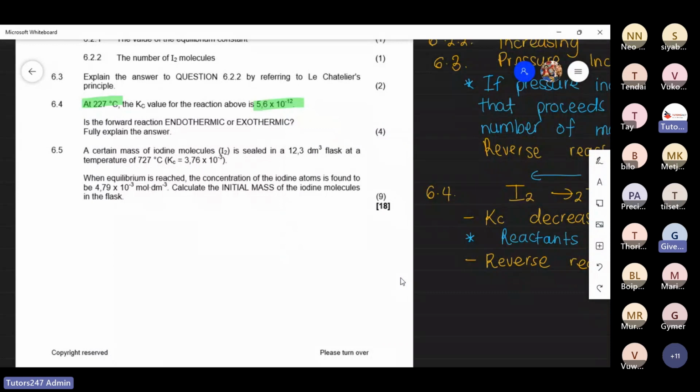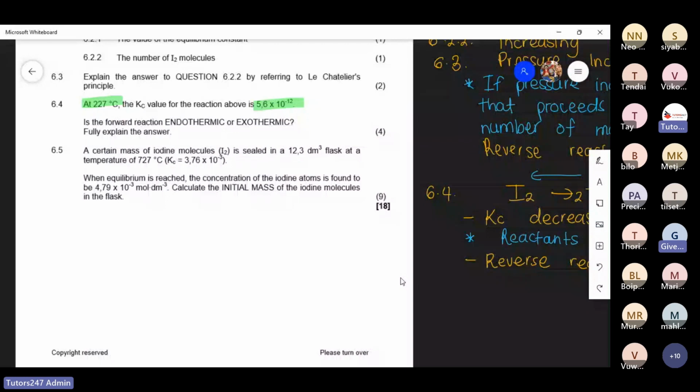If the reverse reaction was being favored, the reverse reaction would be exothermic and the forward reaction would be endothermic. But if the forward reaction is being favored, the forward reaction would be exothermic and the reverse reaction would be endothermic. So depending on which reaction is being favored, that would allow us to then figure out which is the forward reaction. It would be the opposite, right?